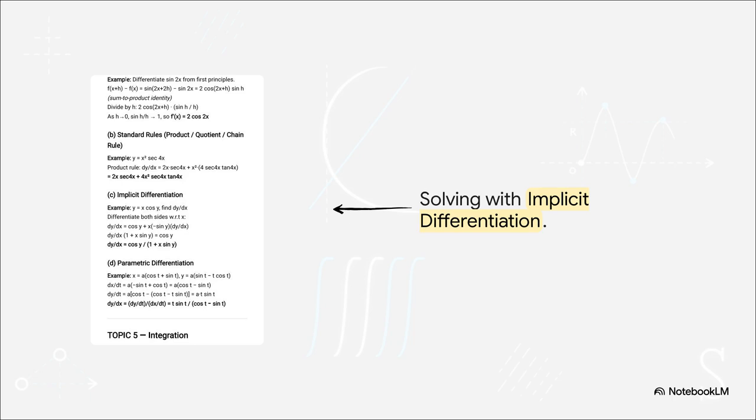The first is x. The derivative of cosine y is negative sine y times dy by dx, plus the second, cosine y, times the derivative of x, which is just 1. Next, use a little algebra to gather all your dy by dx terms on one side, factor it out, and you cleanly isolate dy by dx to get cosine y divided by 1 plus x sine y.